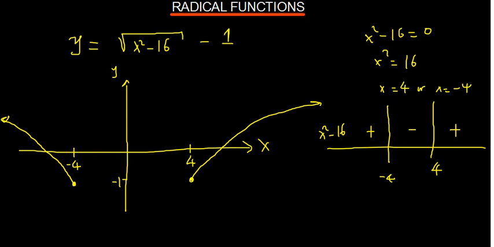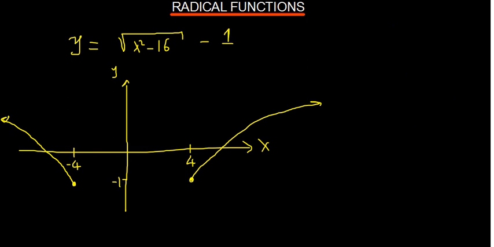So you can actually find the values where the function is cutting the axis. Actually, it's not cutting the y-axis, but it's cutting the x-axis. You can find the values where it's cutting the x-axis, the x-intercepts, and that happens when y is 0. Put 0 here. So that will be 0 is equal to the square root of x squared minus 16, minus 1. Take 1 to the other side: the square root of x squared minus 16 is equal to positive 1.